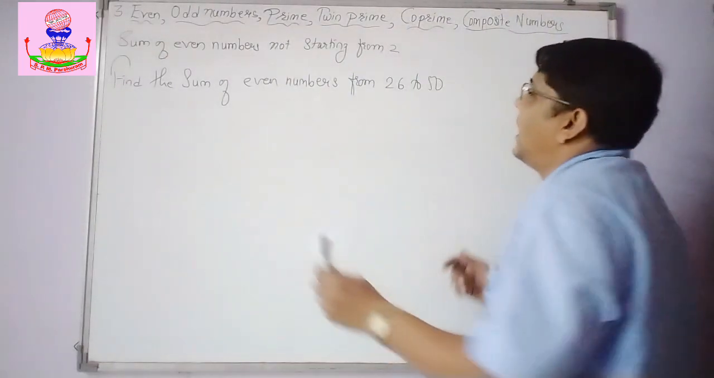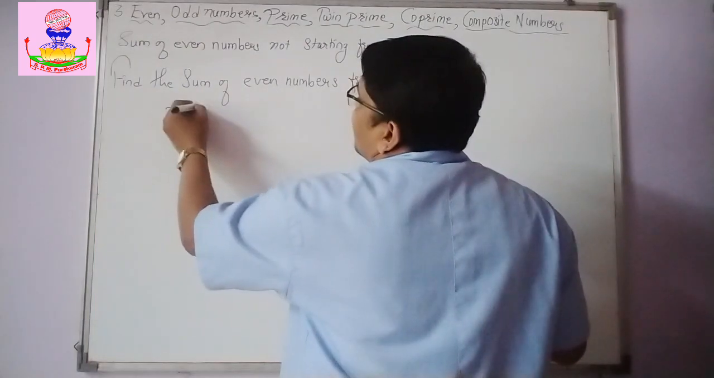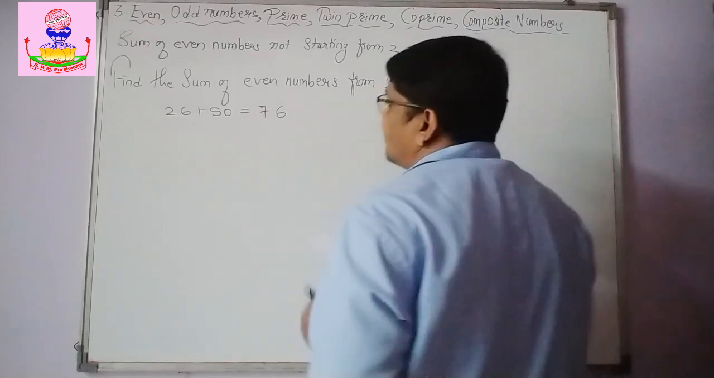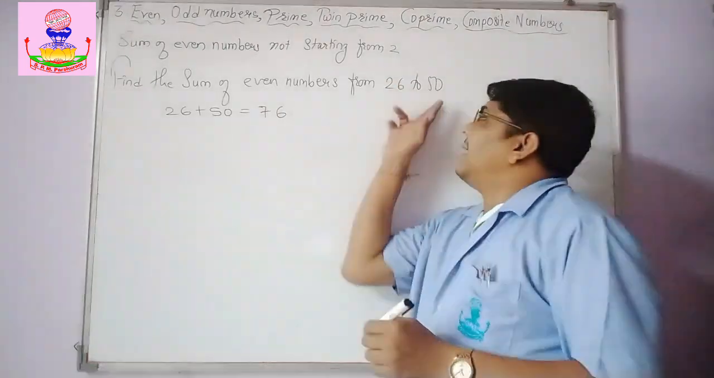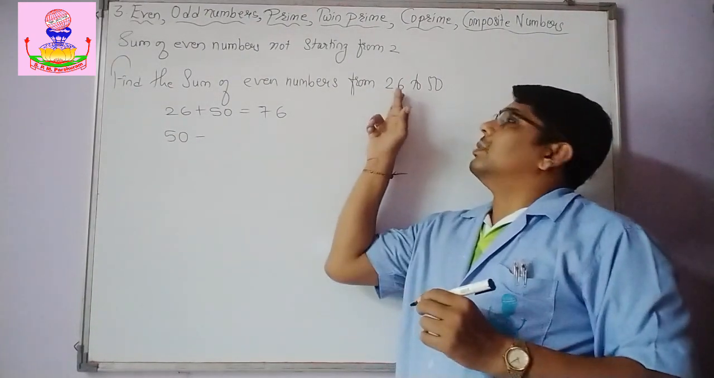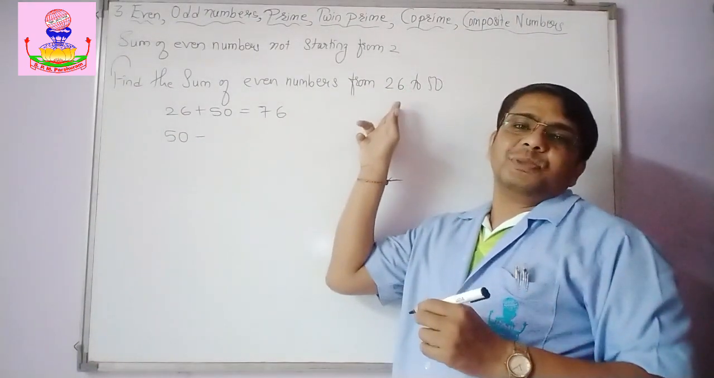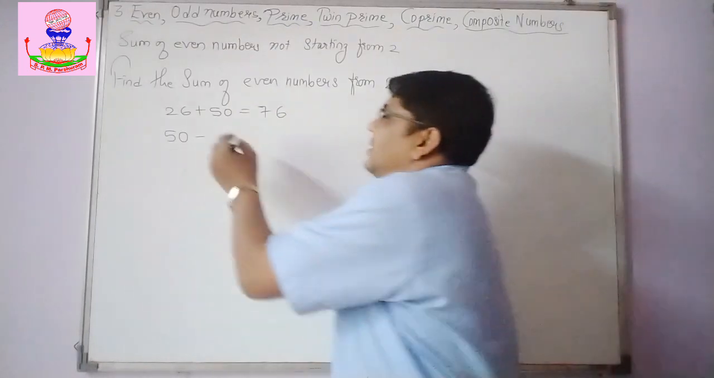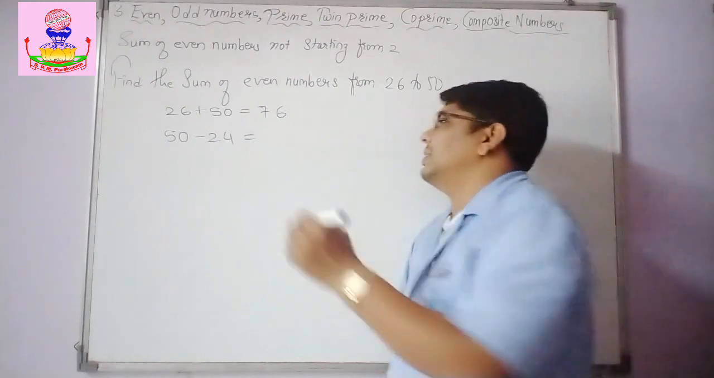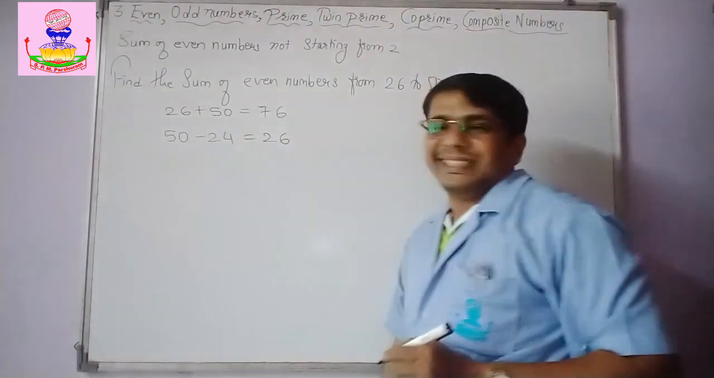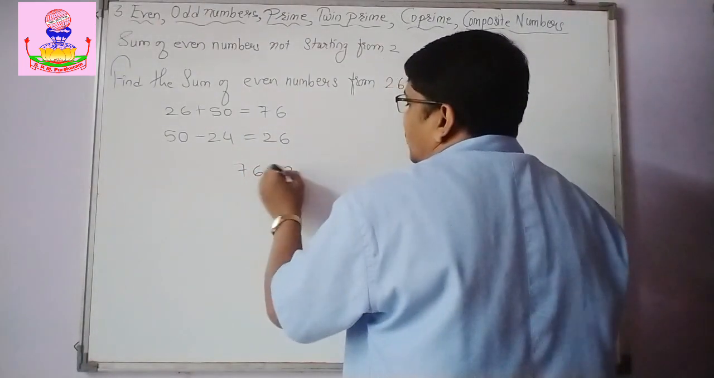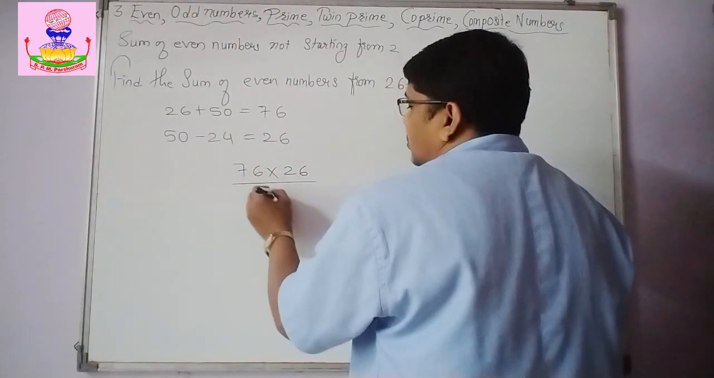Add the first and the last number. So 26 plus 50. How much is it? 76. And from the last number, subtract the even number before the first number. What is it? Yes, 24. So 50 minus 24. How much is it? 26. Okay. Then what do you do? 76 into 26 upon 2 into 2.